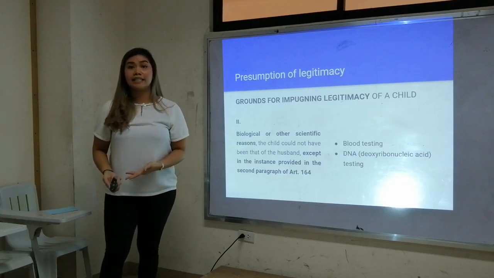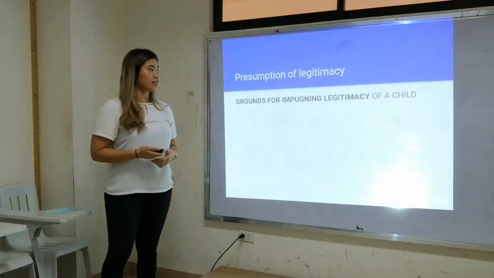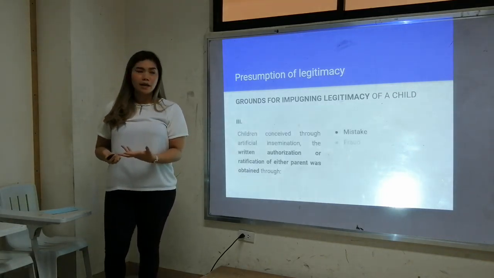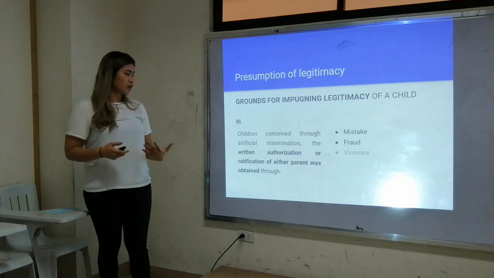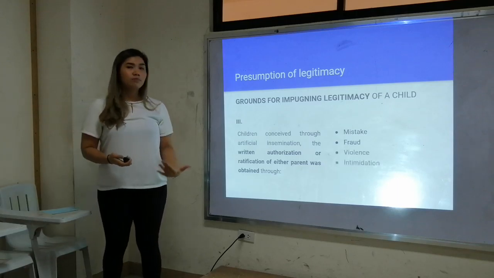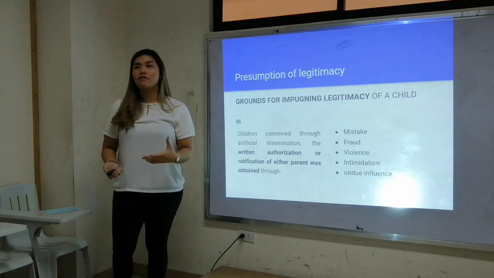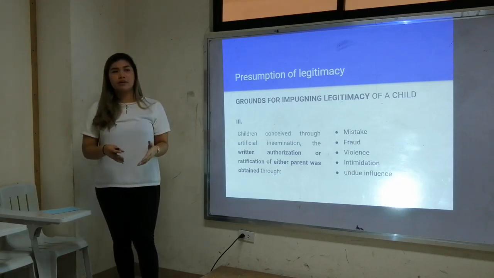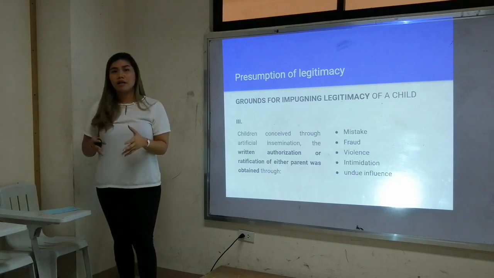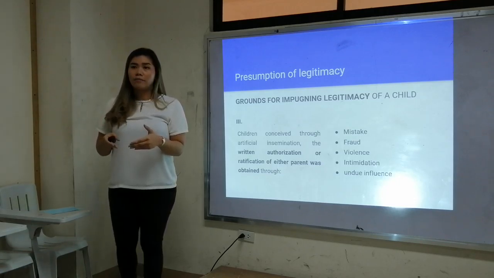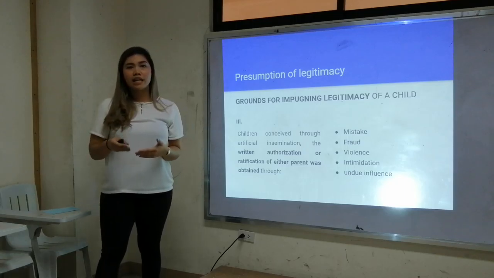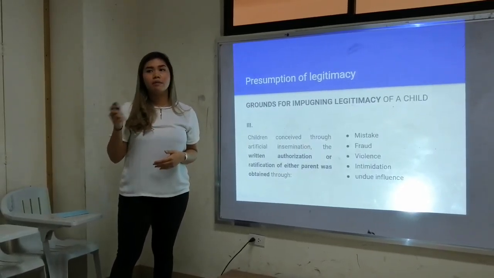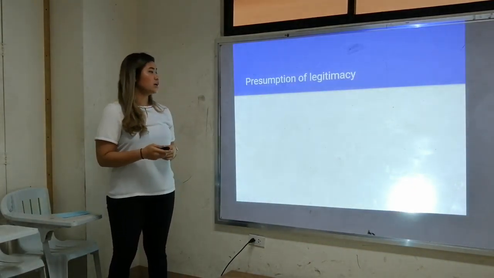Through blood testing or DNA testing. Okay, last but not the least for the grounds, is when the children conceived through artificial insemination, the written authorization or ratification of either parent was obtained through mistake, fraud, intimidation, undue influence. So the written agreement or the written document is very much imperative. That would dictate if the child is actually legitimate or not. Okay? And take note, it has to be done before the child is born.